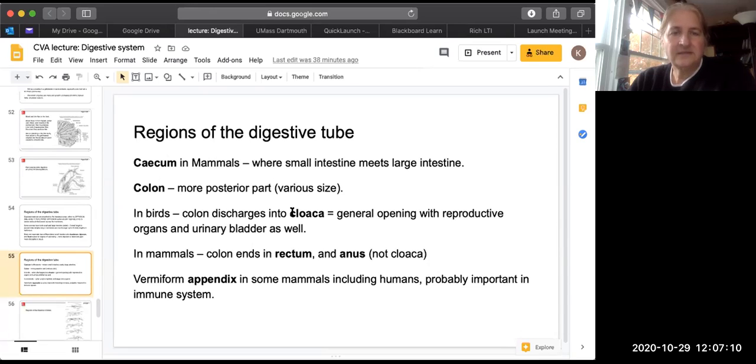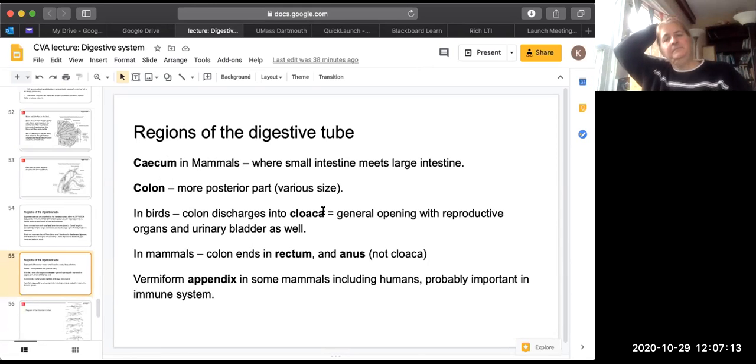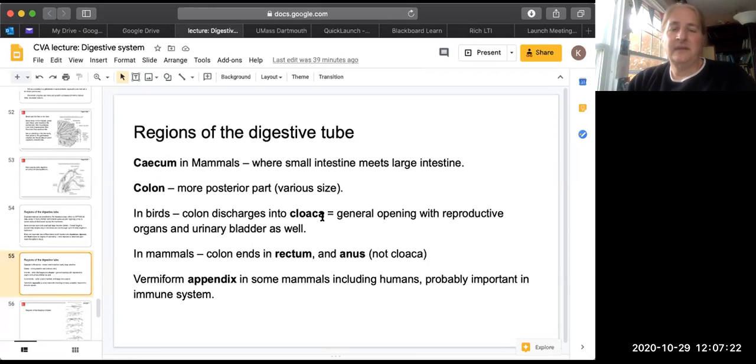In birds, the colon discharges into the cloaca, which is a general opening. So rather than, like in mammals, the colon ending in the rectum and then the anus, in birds, and also in reptiles too, the cloaca is a general opening where the urinary bladder, reproductive organs, and the colon all discharge into this one opening, the cloaca. Appendix exists in some mammals, including humans, and it's probably important in the immune system.